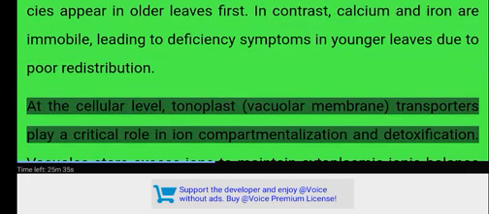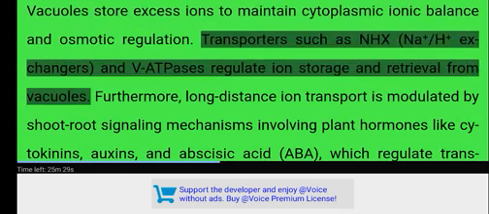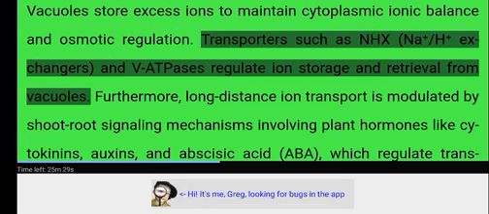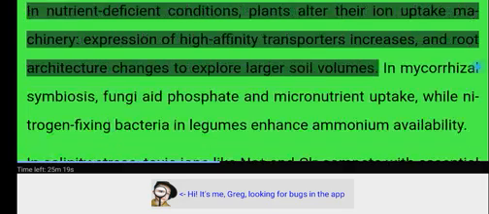At the cellular level, tonoplast, vacuolar membrane, transporters play a critical role in ion compartmentalization and detoxification. Vacuoles store excess ions to maintain cytoplasmic ionic balance and osmotic regulation. Transporters such as NHX, Na+/H+ exchangers, and ABC transporters regulate ion storage and retrieval from vacuoles. Furthermore, long-distance ion transport is modulated by shoot-root signaling mechanisms involving plant hormones like cytokinins, auxins, and abscisic acid, ABA, which regulate transporter gene expression and membrane localization.